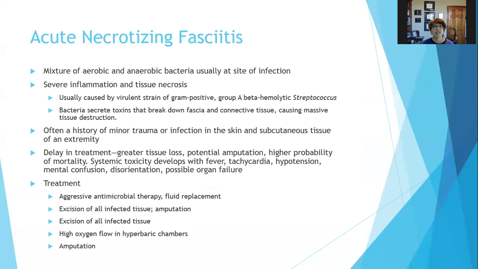Acute necrotizing fasciitis is a big problem. There's a mixture of aerobic and anaerobic bacteria in this, usually at the site of infection. Severe inflammation and tissue necrosis. It's usually caused by a virulent strain of gram-positive group A beta hemolytic streptococcus. The bacteria secrete toxins that break down the fascia and connective tissue, causing massive tissue destruction.